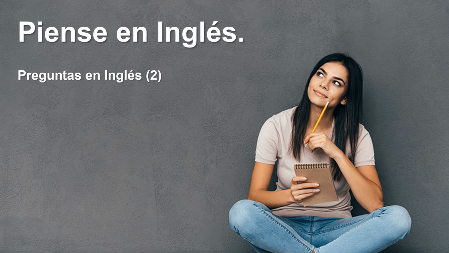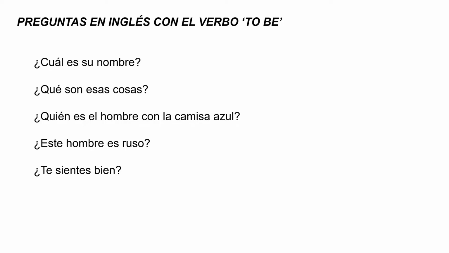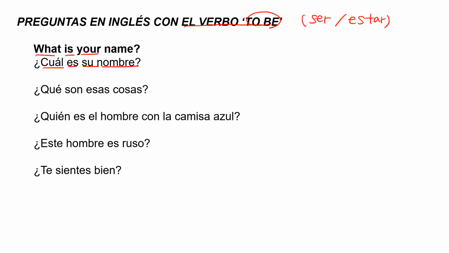Today we are studying Preguntas en Inglés, parte 2. Preguntas en inglés con el verbo to be. El verbo to be. To be is ser or estar. ¿Cuál es su nombre? What is your name?